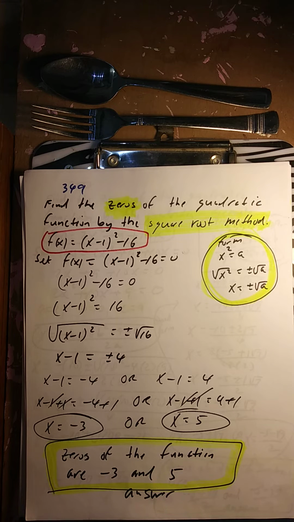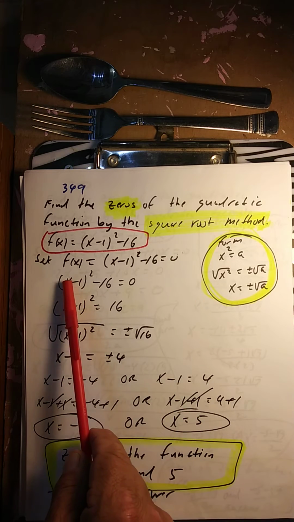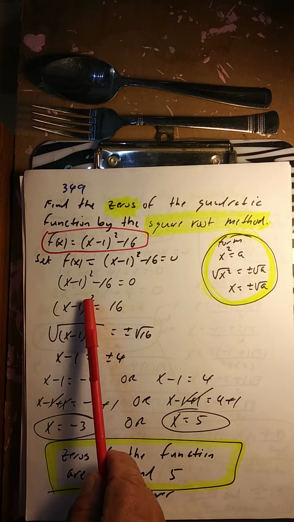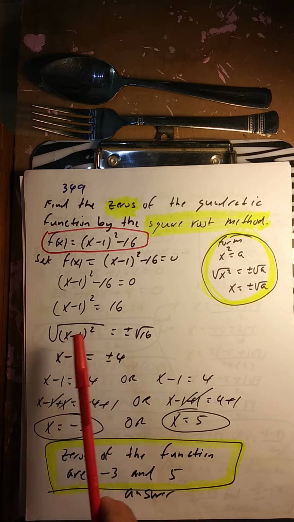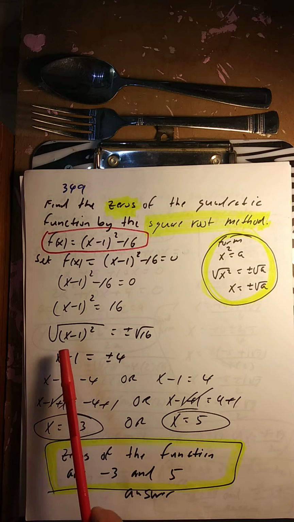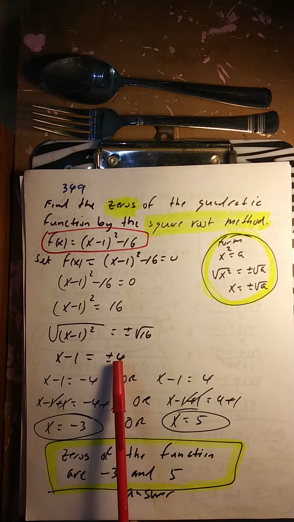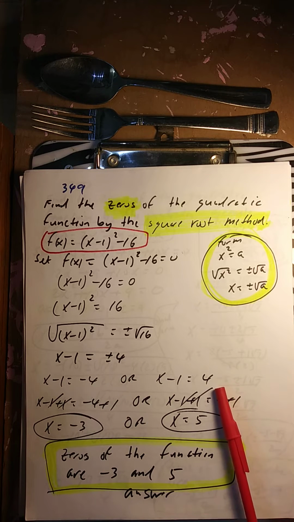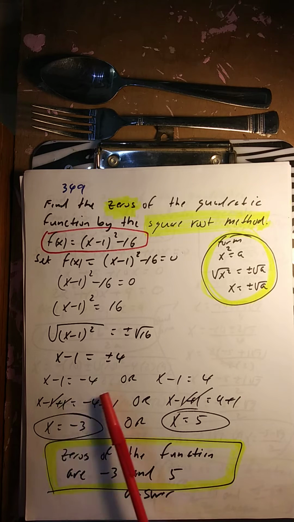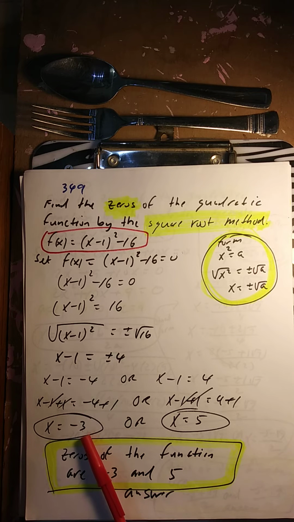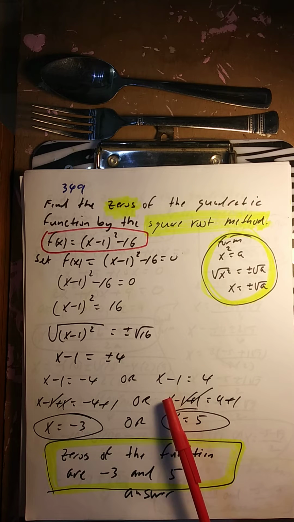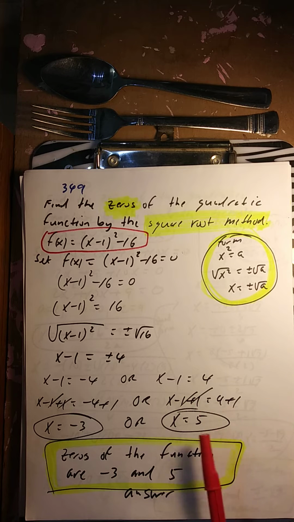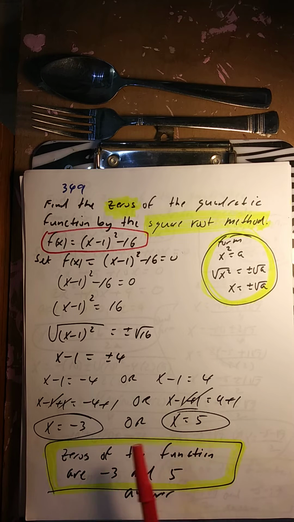Find the zeros of the quadratic function by the square root method. Okay. Set it equal to 0 just like before. (x minus 1) squared plus 16 equals 0. Bring the 16 over. Take the square root of both sides. Once you take the square root of both sides, this is just x minus 1 equals plus or minus 4. x minus 1 equals negative 4, or x minus 1 equals positive 4. So now, add 1. So x is negative 3. Or, over here, add 1, so x equals 5. So negative 3 and 5.